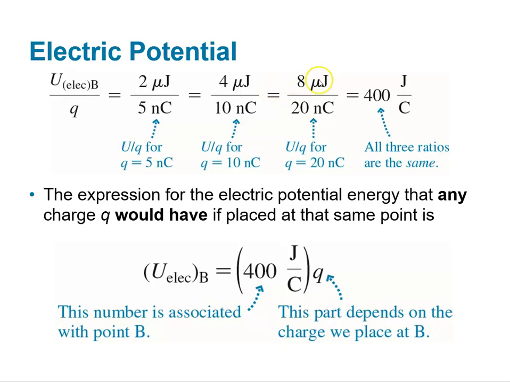And so if you divide 8 microjoules by 20 nanocoulombs, or 4 microjoules by 10 nanocoulombs, or 2 microjoules by 5 nanocoulombs, you get the same amount, 400 joules per coulomb. So all of the ratios are the same. So that ratio is the amount of potential energy that any charge would have if it was placed at the same point. And in your lab, you're going to learn to relate this to potential energy.